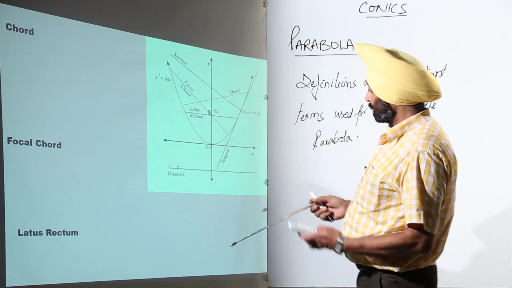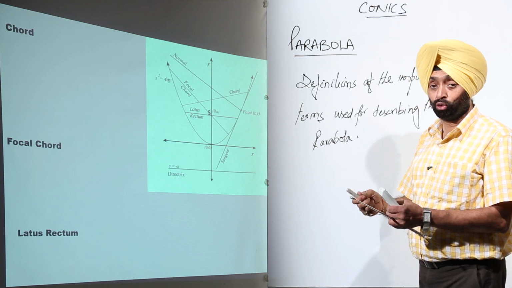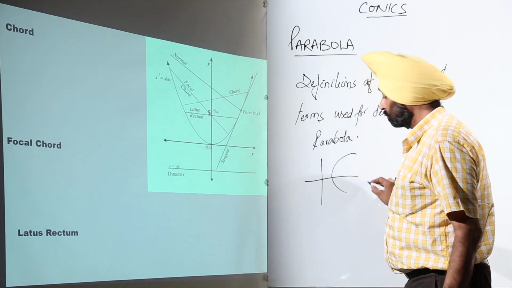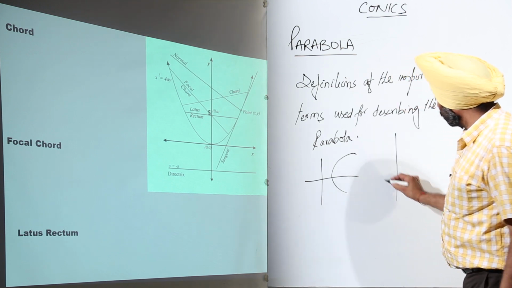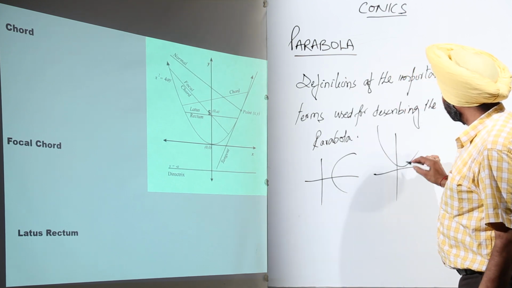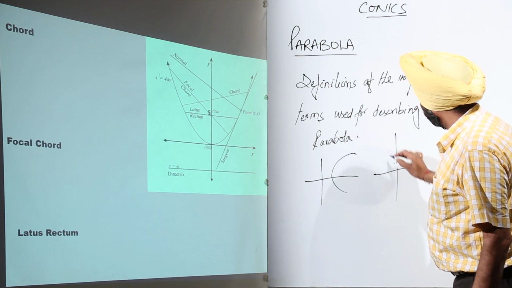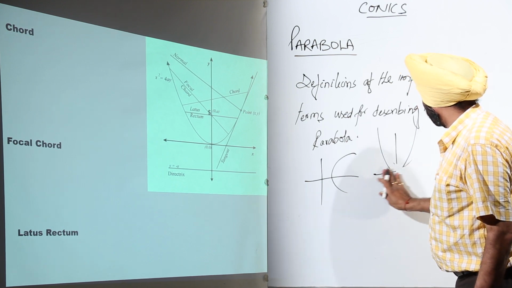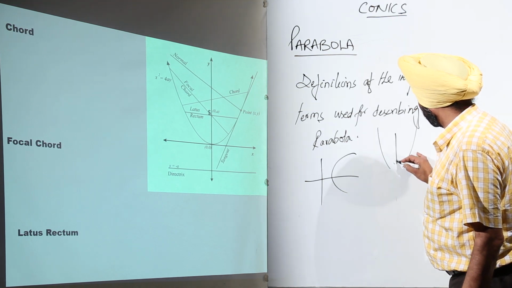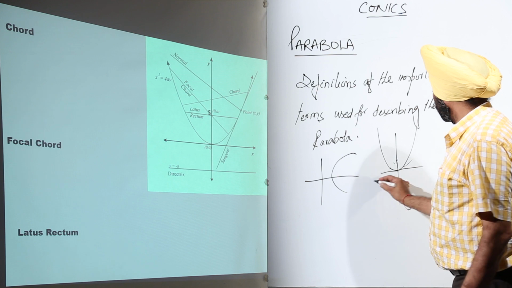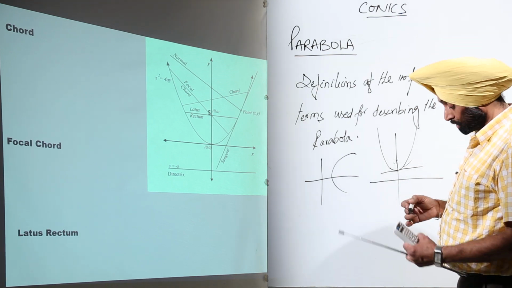Now the parabola which I showed you earlier was in this shape. Now it is in this shape, so that there is not any type of confusion. This is the vertex now. This is the directrix. Is it clear?